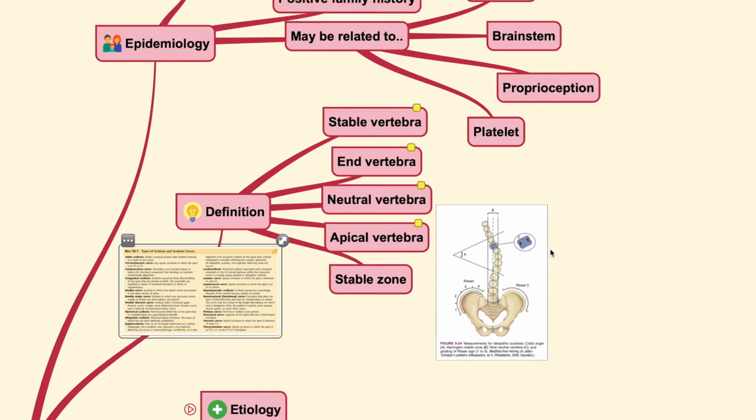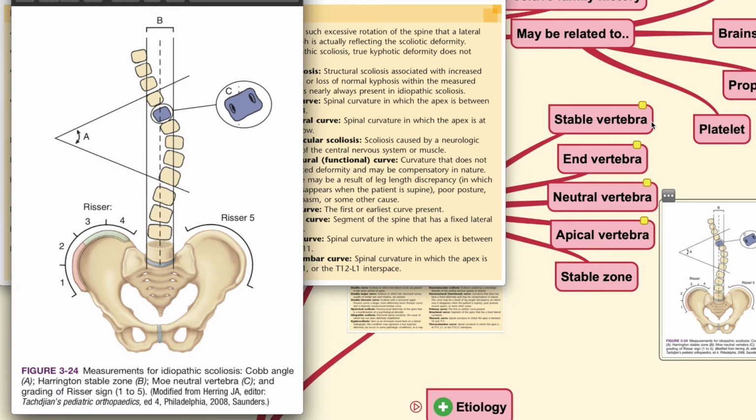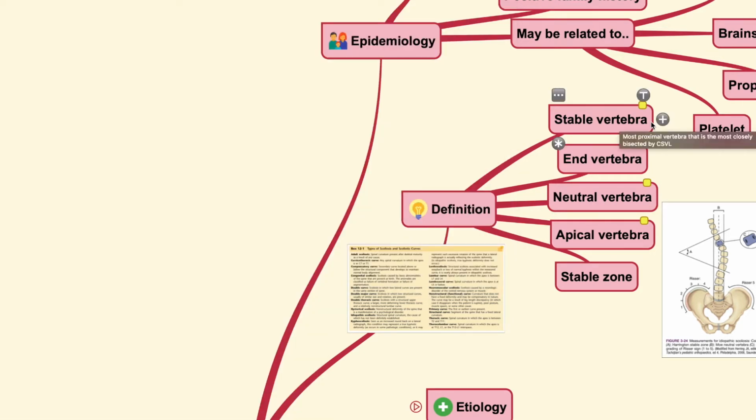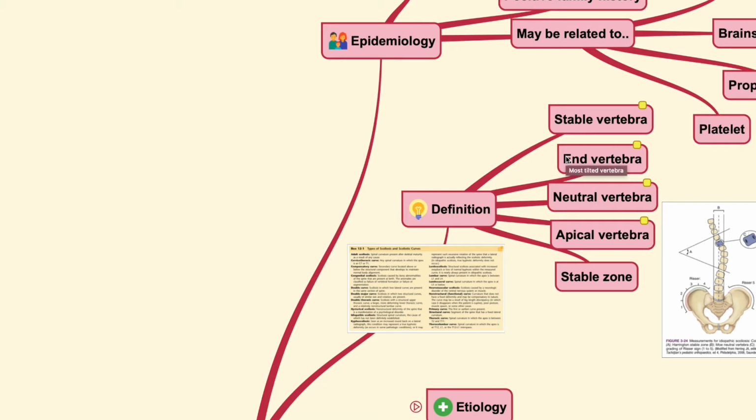Now, other terms that will be frequently used are the stable vertebra, which is the most proximal vertebra that is most closely bisected by the CSVL, or the central sacral vertebral line. So this is the central sacral vertebral line, and the vertebra that is most closely bisected by this line is called the stable vertebra. The second term is the end vertebra, which is the most tilted vertebra, and the neutral vertebra is the one that has no rotation in the axial plane.